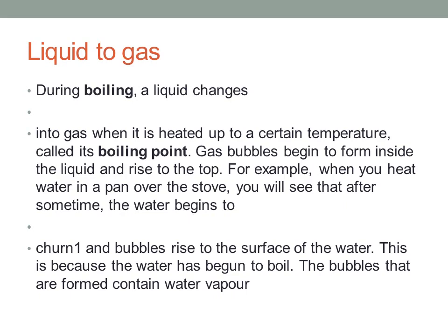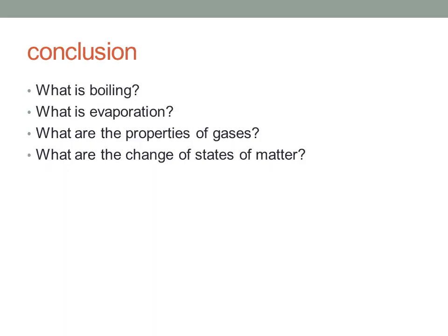So liquid to gases: the process of converting the liquid into gas when it is heated up to a certain temperature is called the boiling point. For example, take water in a pan and heat it. After some time, what will happen? The water will start boiling and bubbles will be formed. The bubble is water vapor. Slowly by the boiling process, the liquid is converting into gases.